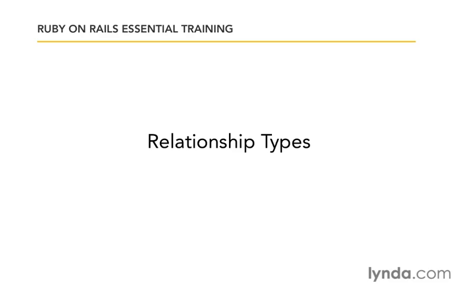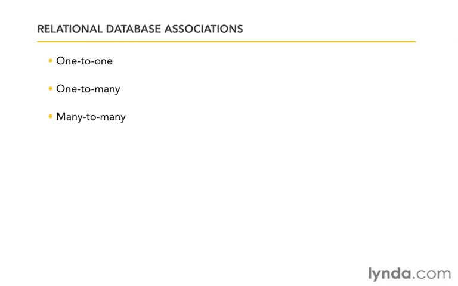In this chapter, we'll be looking at Active Record associations, and we'll start out by looking at the general types of database relationships, and then see how Rails handles each one. There are three main relational database association types: one-to-one, one-to-many, and many-to-many. To help you visualize each one, let's use a concrete example.